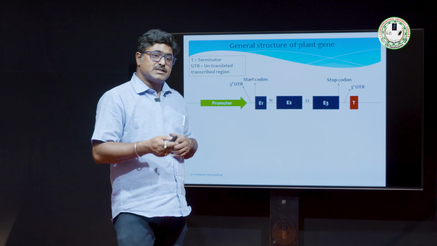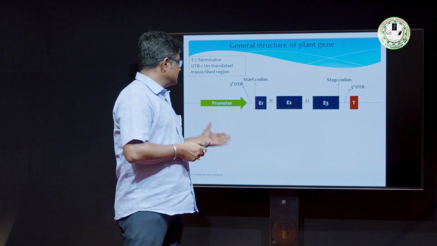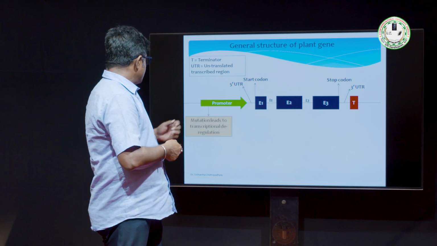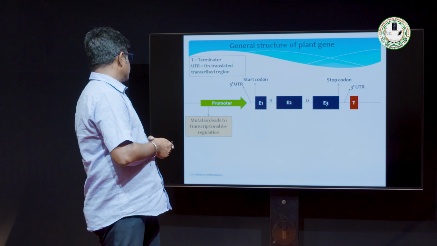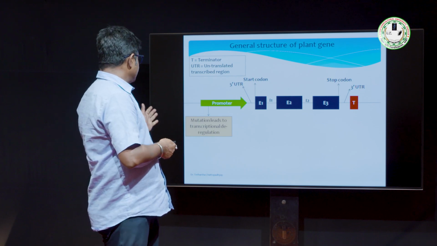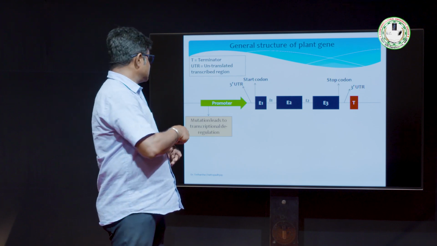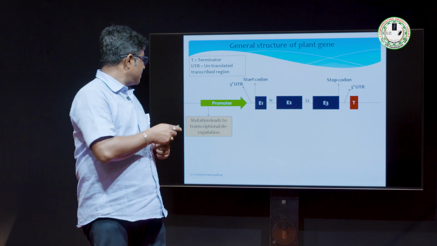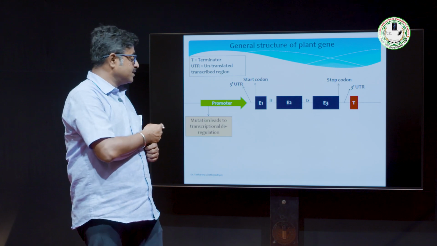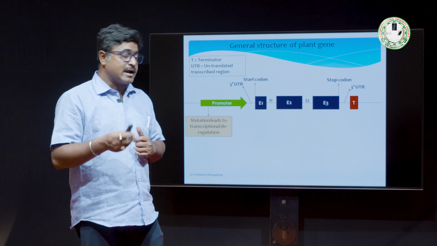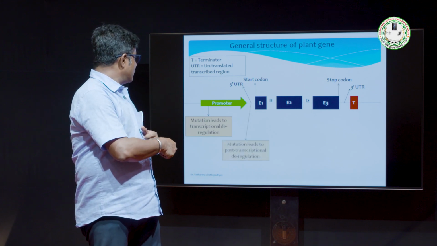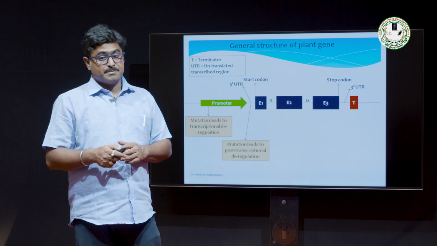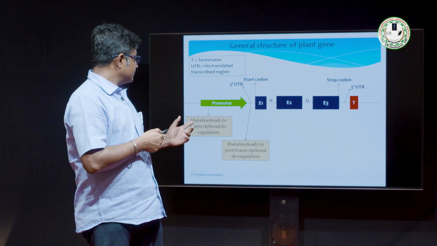So first let's look at how some changes in these elements can actually change the function of the gene, right? So if a mutation takes place in the promoter region, then what will happen? This mutation will lead to transcriptional deregulation, meaning this is the region where RNA polymerase comes and binds to carry out the transcription. But if some mutation occurs in the promoter region, then the expression of the gene in terms of RNA is going to suffer. Now, if a mutation takes place in the 5' UTR region, then there may be some post-transcriptional regulation of the gene.